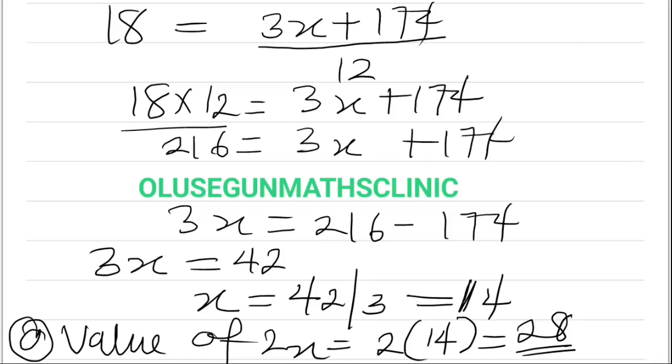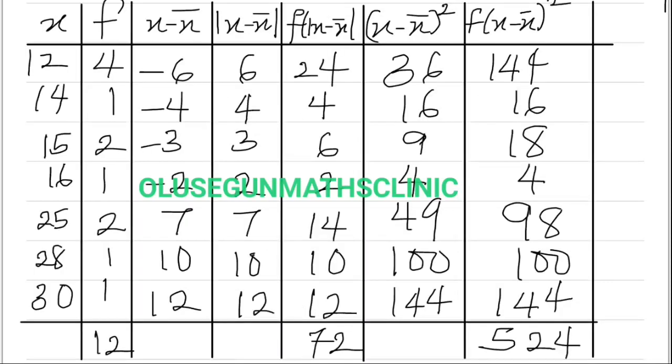So for 12b, we now want to analyze it in a table. So this is how, before we get the mean deviation and the standard deviation, we have gotten the value of the mean. I've drawn the table already. We schedule it as 12, 14, 15, 16, 25, 28, 30.